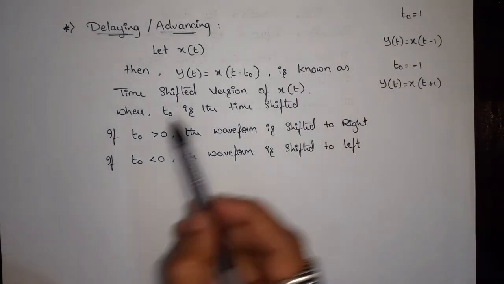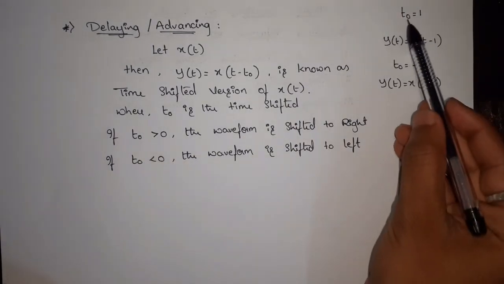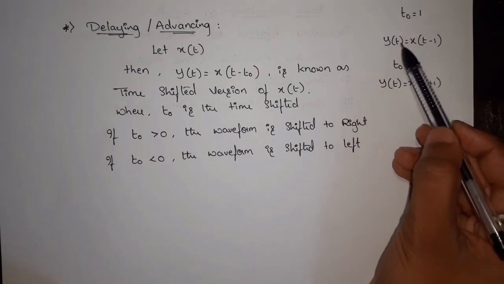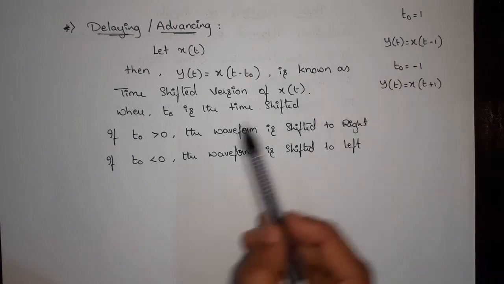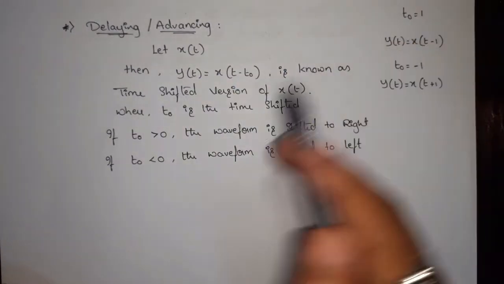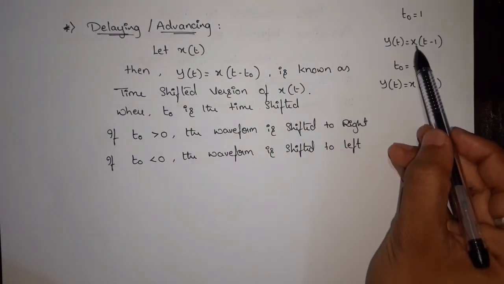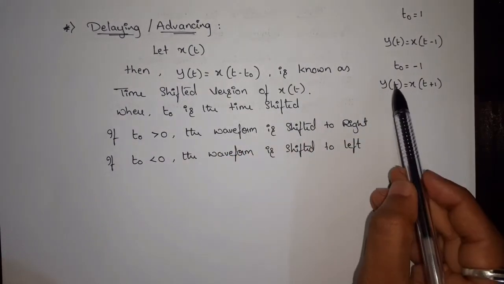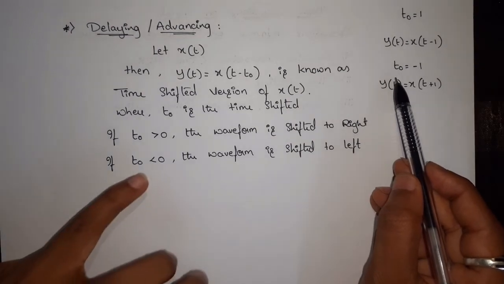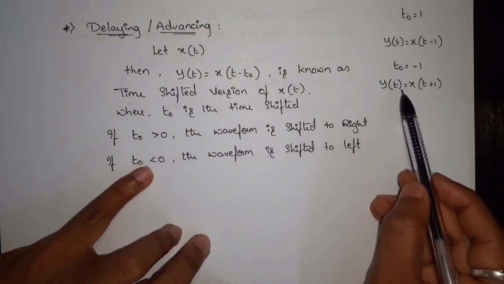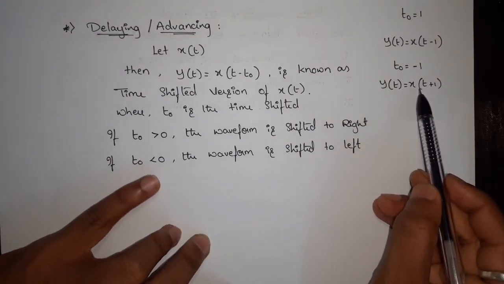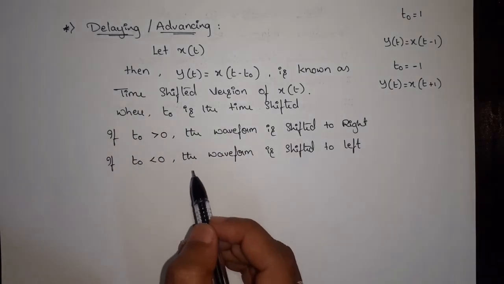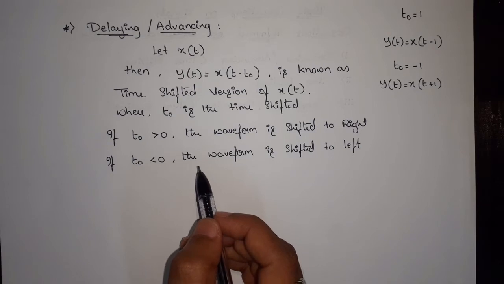Remember that. If t naught is greater than 0, we'll have y of t is equal to x of t minus 1, and the waveform is shifted to the right side. If t naught is less than 0, y of t is equal to x of t plus 1, and the waveform is shifted to the left side. Hope it is very clear.